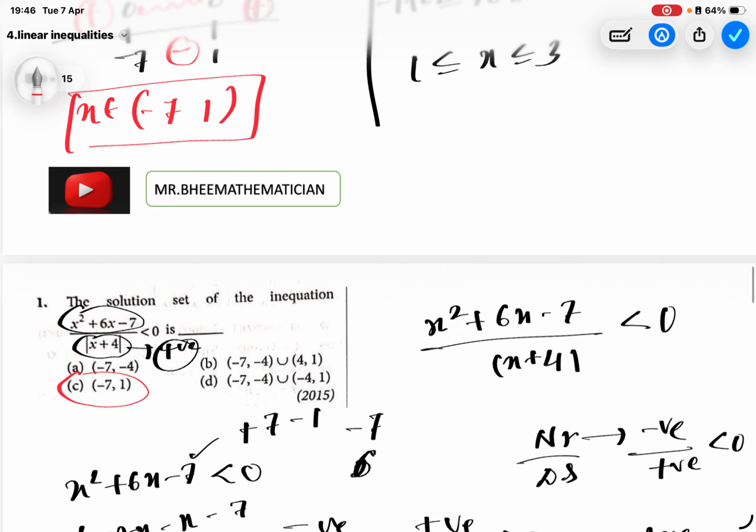I hope you understood. These are the normal simple questions on linear inequality from 2025 back to 2015 or 14 that I have covered. So there are only 6 to 7 questions. I hope you will get the exact answer in the next exam.